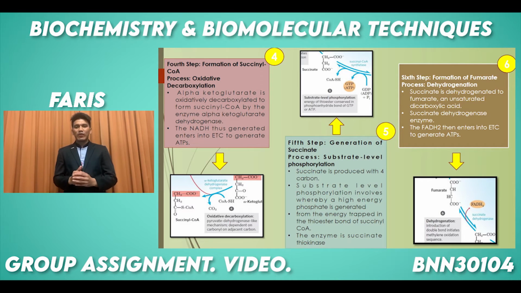The sixth step is the formation of fumarate. Succinate is dehydrogenated to fumarate, an unsaturated dicarboxylic acid, by succinate dehydrogenase. The hydrogen atoms are accepted by FAD. The FADH2 then enters into ETC to generate ATPs. The succinate dehydrogenase is competitively inhibited by malonate.